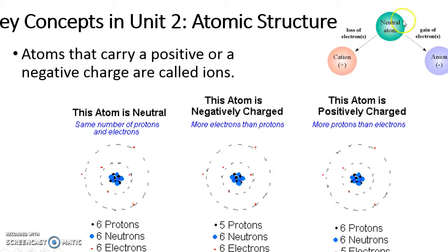Just a reminder, in a neutral atom, if it loses electrons, it becomes a cation and becomes positive. If a neutral atom gains electrons, it becomes an anion and becomes negative.